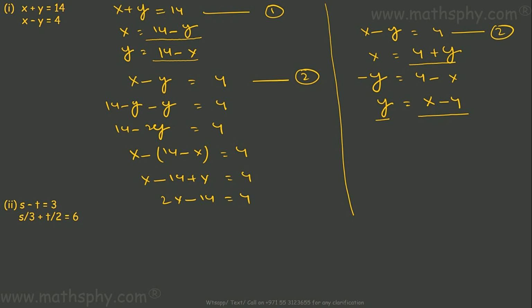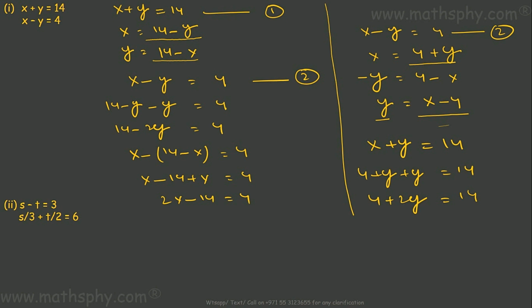Okay, let's take the first equation now. x plus y equals 14. I'll do the same thing I have done here. This x value can be replaced with this value. x is equal to 4 plus y. 4 plus y plus y equals 14. 4 plus 2y equals 14.